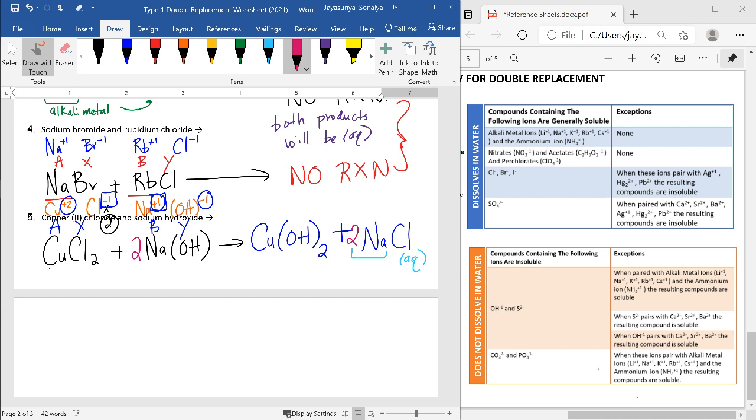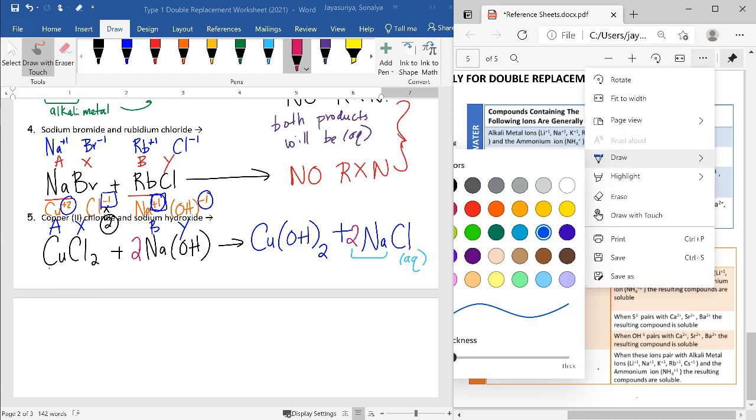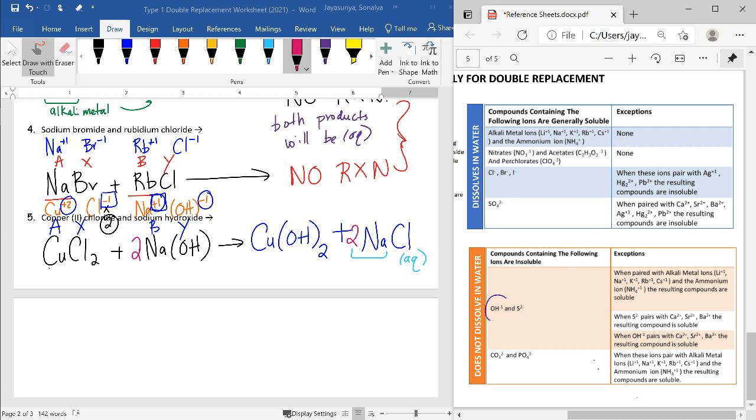Okay, let's check to see if copper hydroxide is a precipitate or aqueous. So try to find copper on the blue table. I don't see it. Try to find hydroxide. I don't see copper on the orange table either. Try to find hydroxide on the blue table. It's not there, but it is down here in the orange table. And if it's in the orange table, that means hydroxides don't usually dissolve.